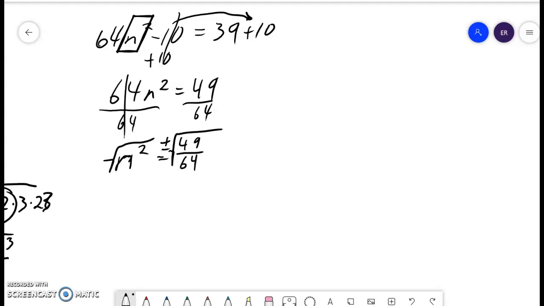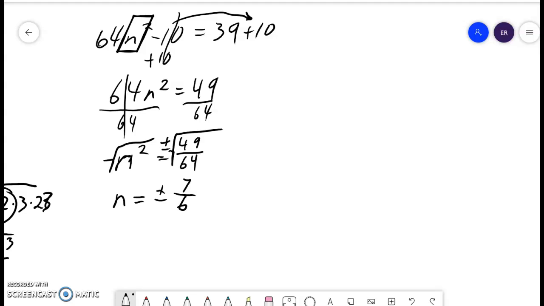Now we can't leave these radicals unsimplified. Fortunately, we know what the square root of 49 and 64 are. So this is done. If there was a more complex problem, we would split it into two equations and solve it. But this one is done.